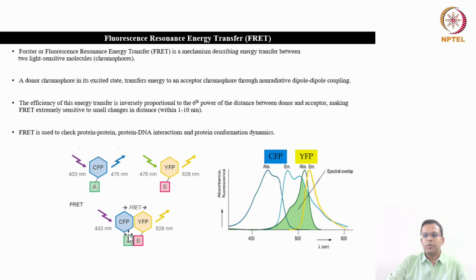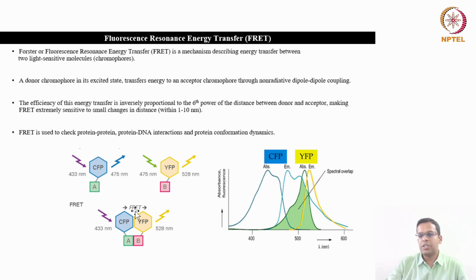So if these two proteins, protein A and B, are interacting or are in close proximity, then FRET will happen. This phenomenon is known as FRET, in which the energy is transferred from one fluorescent protein to the other. If the emission wavelength of this protein is the same as the excitation wavelength of this protein, and these two proteins are close together, then they can transfer the energy from one to the other. Because of that, you will use the excitation light for CFP, but you will see the emission in the YFP channel instead of the CFP channel.